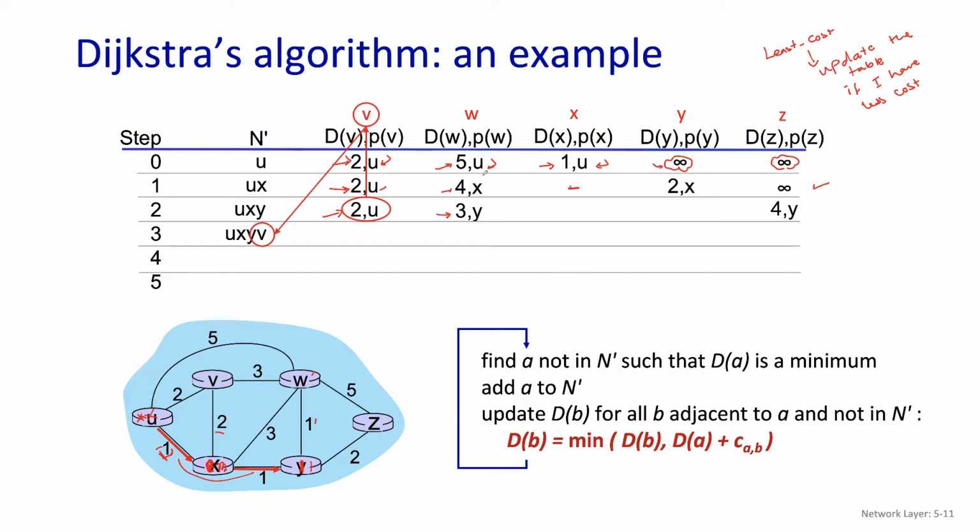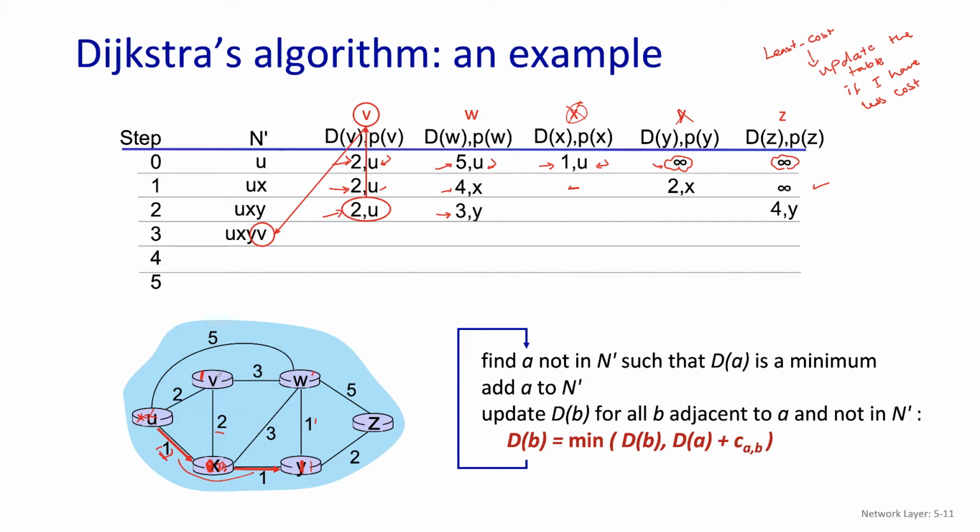So now I already investigated X, I already investigated Y. Now the least cost here is V, right? Which at this point is going to be 2. Now I'll be investigating this, which is V.